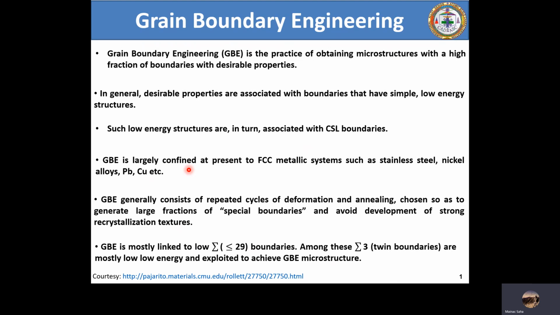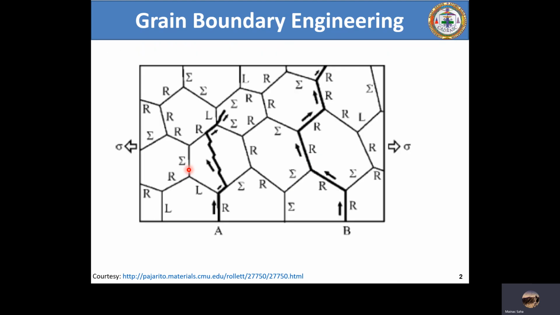Now let us look at a very simple demonstration of grain boundary engineering. Consider a microstructure with hexagonal grains, with R, L, and sigma, where R is the random high angle grain boundary, L is a low angle grain boundary, and sigma is the CSL boundary. We are deforming the material in a tensile fashion by applying a certain amount of stress sigma. Let us consider two sides, side A and side B.